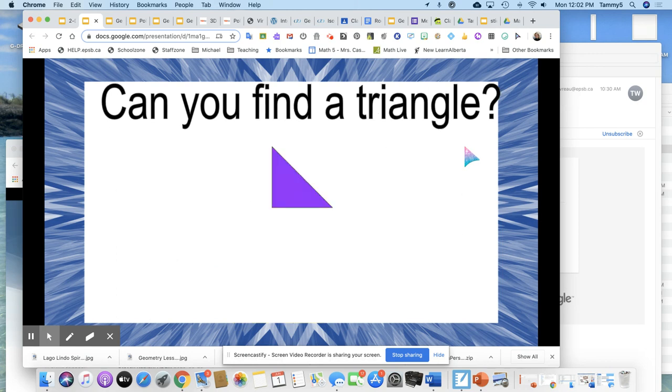How about a triangle? Can you find a triangle around your house? This one might be a little bit trickier to find. A triangle has three sides, 1, 2, 3, and it also has three corners, 1, 2, and 3.